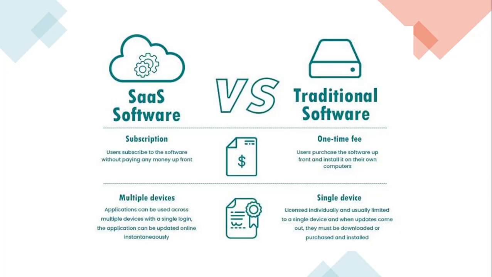So what is the difference between SaaS and traditional software? SaaS is where you need to subscribe and pay for the subscription, but in the case of traditional software, you just need to pay one time, and then you can use it for a lifetime. Now with SaaS, you can use it on multiple devices. The application can be used across multiple devices with a single login. The application can be updated online instantly. Whereas in the case of traditional software, you can use a license individually on a single device, usually limited to a single device, and when an update comes out, it must be downloaded or purchased and installed.